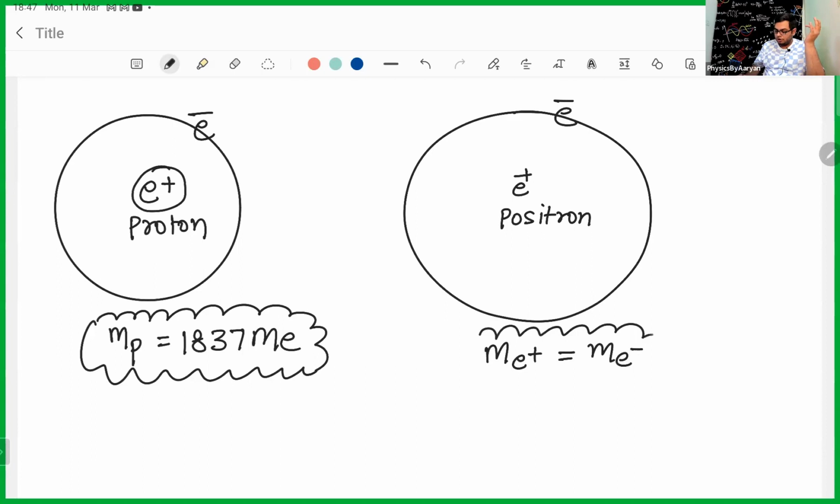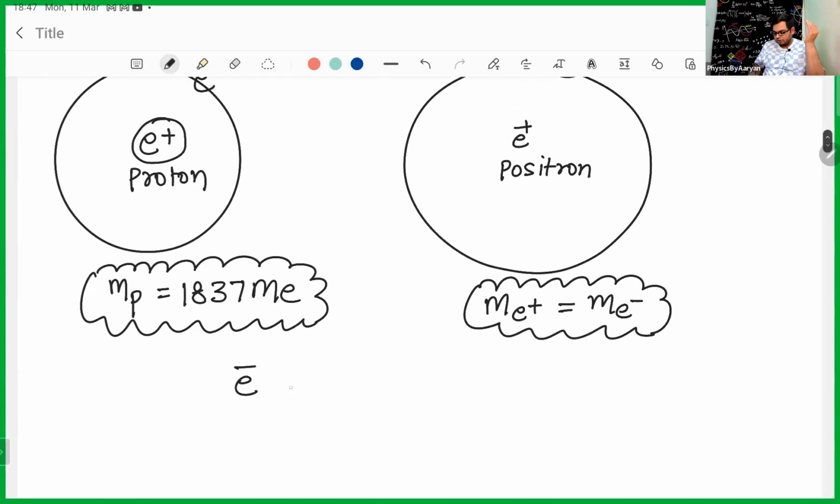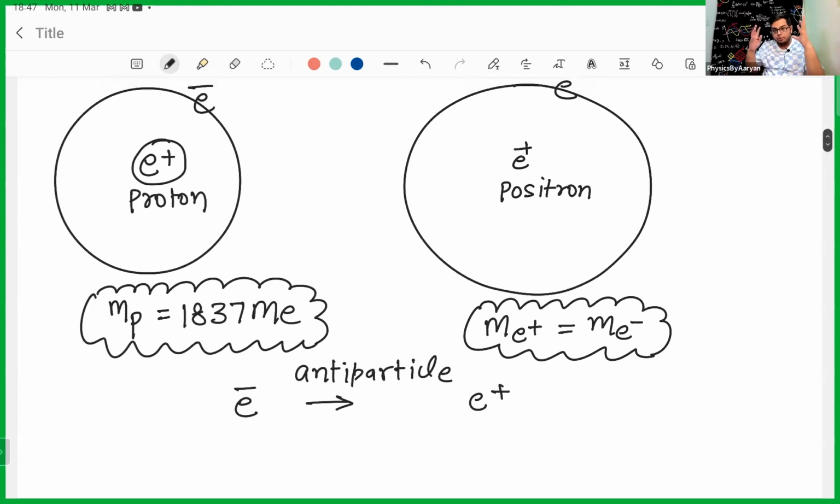What is a positron? A positron is the antiparticle of the electron. So if this is an electron, then its antiparticle will be the positron. Both have the same mass. One has a negative charge, the other has a positive charge, so one is basically the antiparticle of the other. So instead of a heavy proton, now you have a very light positron.